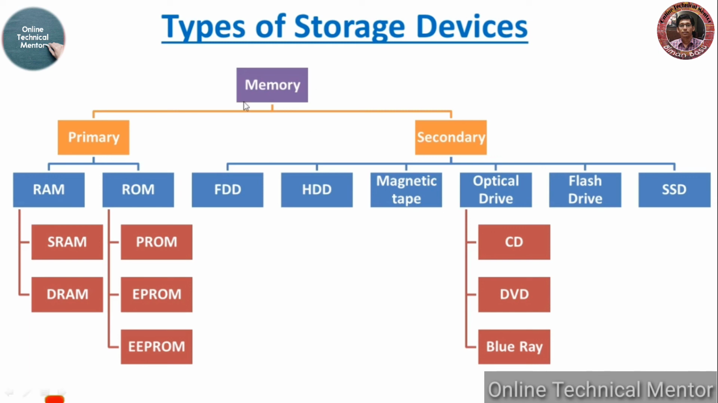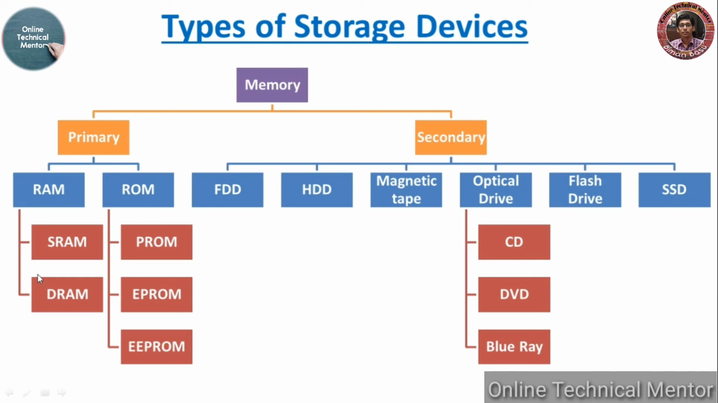Next come to the other part of the memory, that is the secondary memory. Within the secondary memory all data are stored permanently, and the secondary memory can be classified as FDD, floppy disk drive, hard disk drive, magnetic tape, optical drive. Within optical drive there are some categories, that is compact disc, CD, digital versatile disc, DVD and Blu-ray. Other secondary devices are flash drive and SSD, solid state drive.